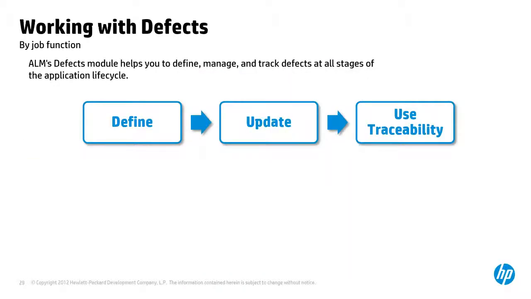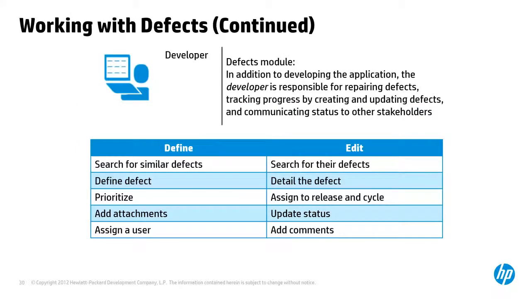So by job function, when we're working with defects, we have a similar workflow to what we showed before with requirements. We have definition, we have update, and we can use the traceability to manage and monitor our defect workflow. From a software developer perspective, we are going to be searching for similar defects before we enter any defects, and that's true for anyone using this module. They're going to search for duplicates first, and then they define and prioritize, add attachments, and assign a user if need be. If a defect needs to be edited, if there needs to be more detail added, it can go back and edit the details of that defect.